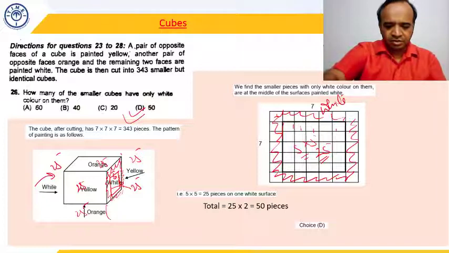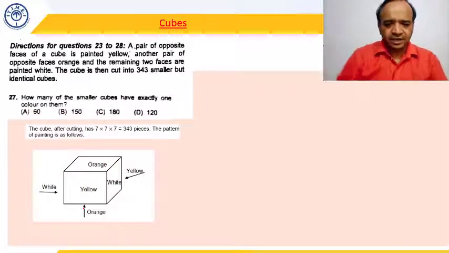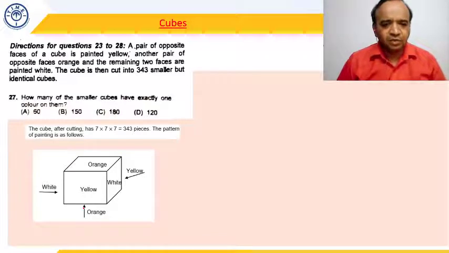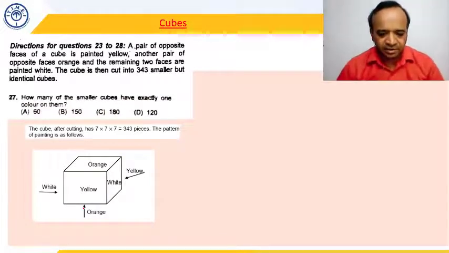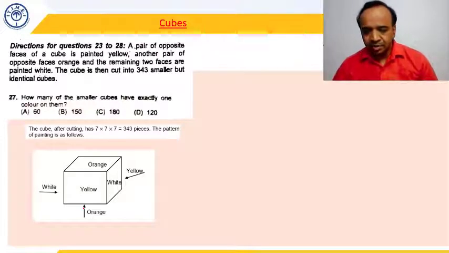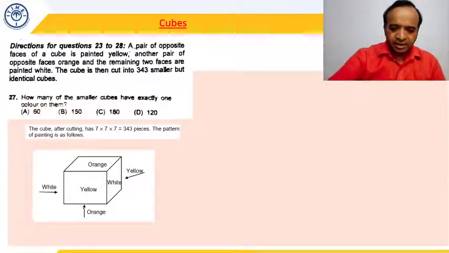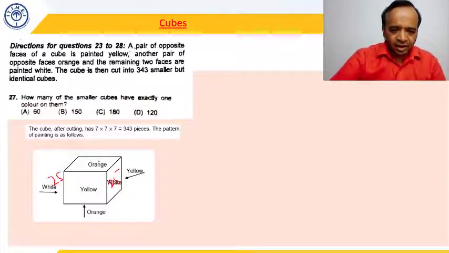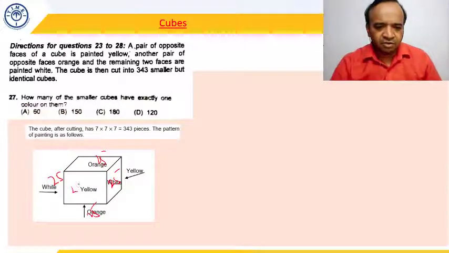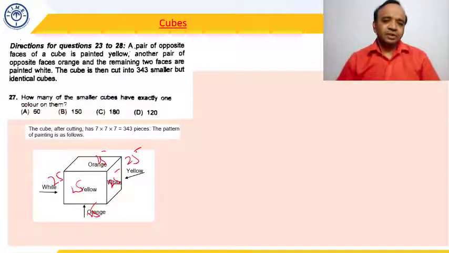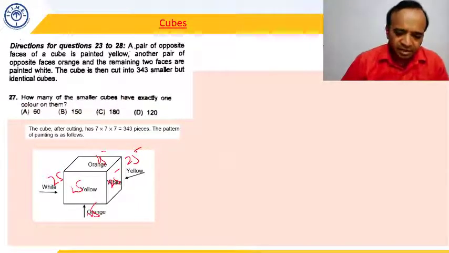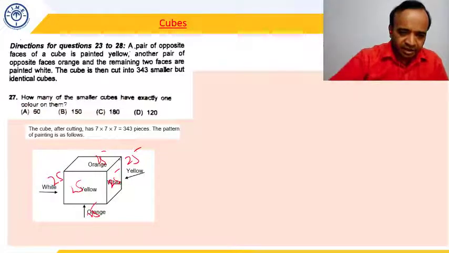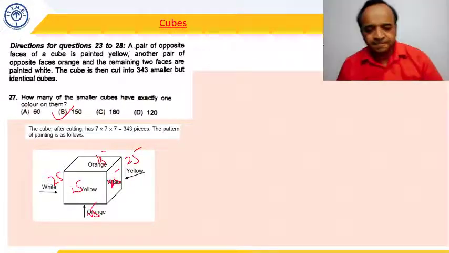Now, move on to the next question. How many of the smaller cubes have exactly one color on them? That's what we have just discussed. In the previous question, we had seen all the possibilities. We already have seen that there are 25 at this place and 25 at this place. So for white, it was 50. For orange also 25 on this one, 25 on this one. For yellow also 25, 25. So in total 50 plus 50 plus 50, and the answer choice to be picked here is B.